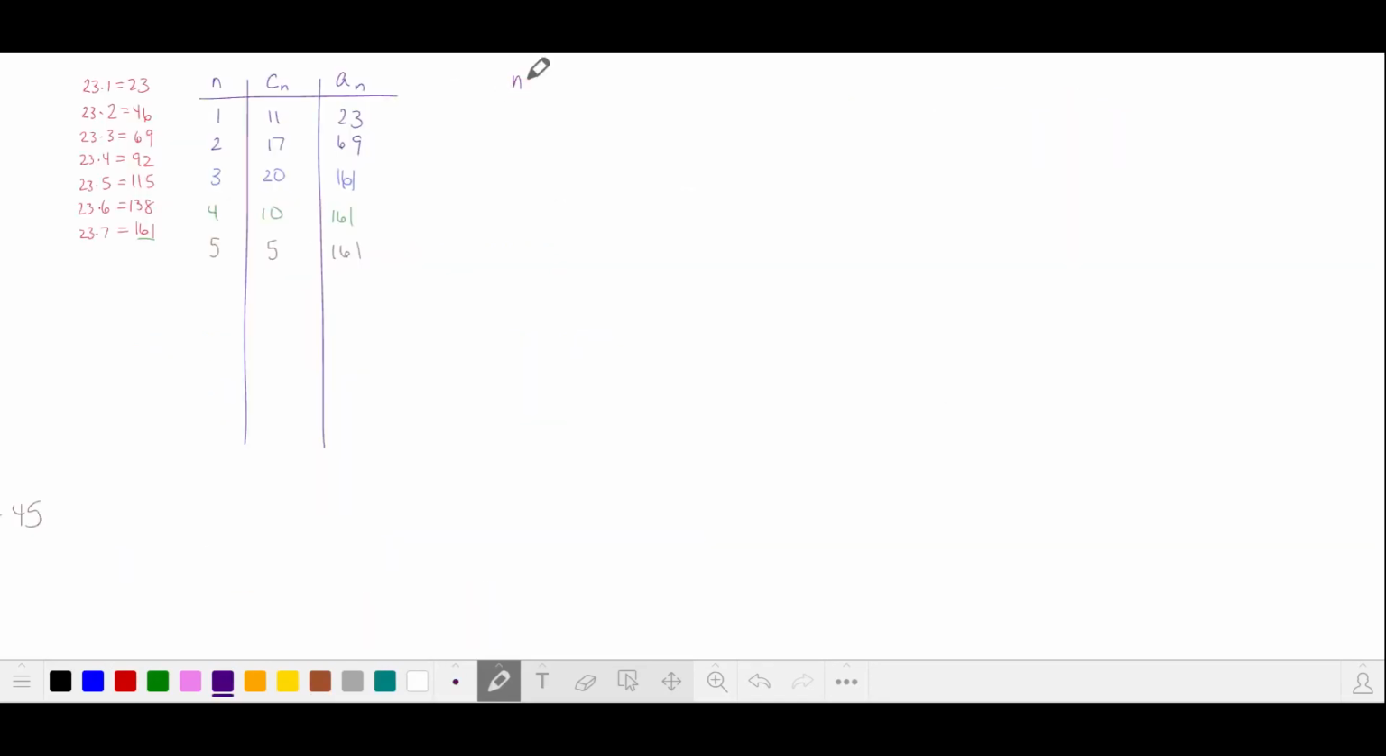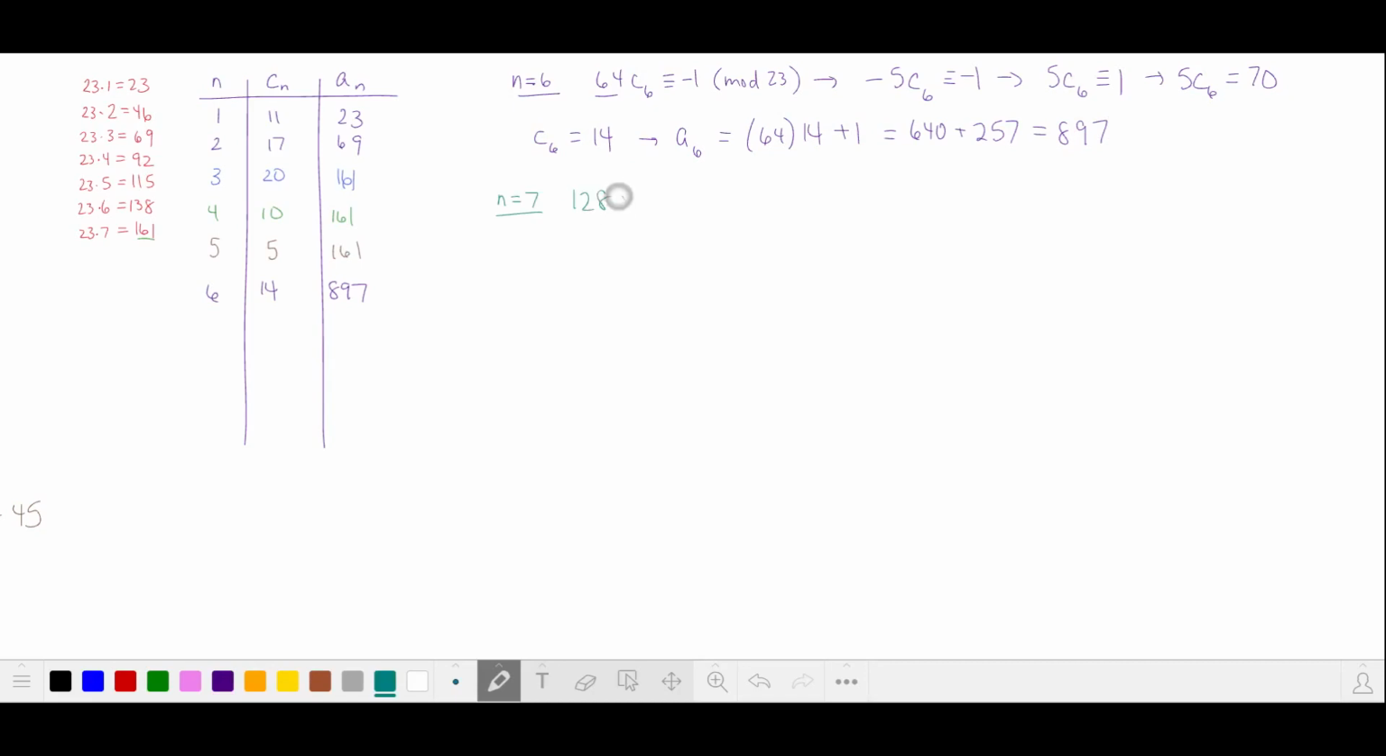Let's continue on with n equals 6. 64 is 5 less than 69, a multiple of 23, so I'll replace the 64 with minus 5, and we'll multiply both sides by -1. Adding 1 to each of these multiples of 23, we find that we get our answer when this expression is equal to 70. That means C6 is equal to 14, and A6 is 64 times 14 plus 1. This gives us 897.